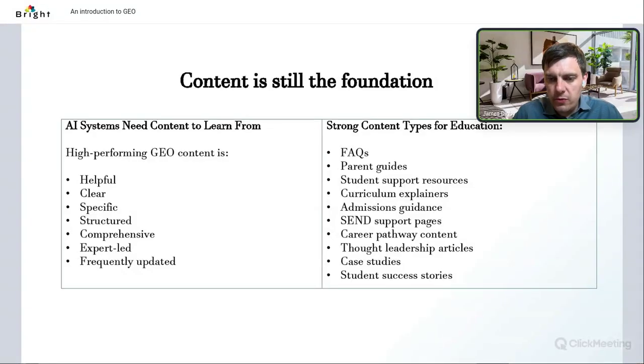So towards the end of this presentation, I just want to talk through how the foundations are really similar. You're going to see lots of similarities with SEO. So AI systems still need content to learn from, and high-performing GEO content needs to be helpful, clear, specific, structured, comprehensive, expert-led, and frequently updated.